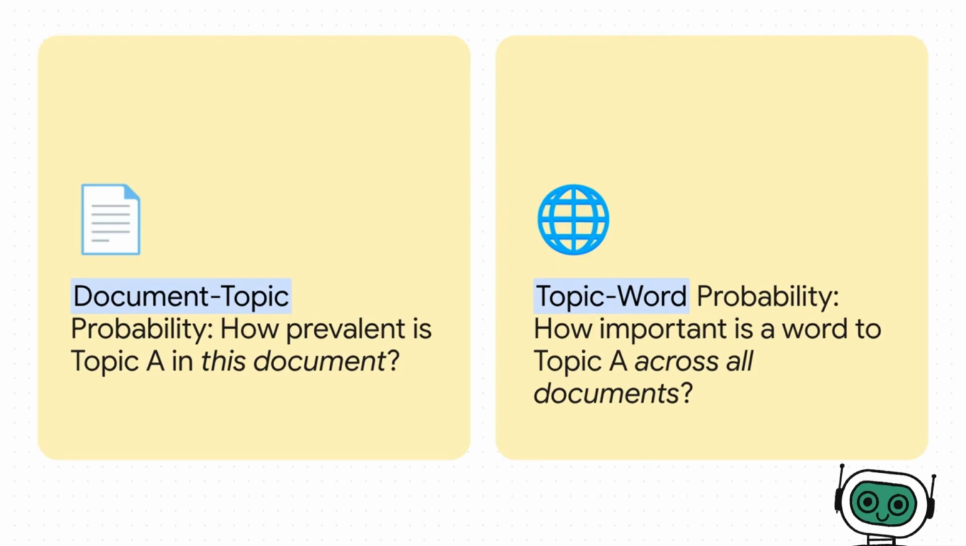The algorithm works by iterating through every word and making an educated guess. For each word, it asks two things. First, looking at just this document, which topics seem most likely to be here? And second, looking across all the documents, which topic does this particular word seem to belong to most often? It has to balance these two probabilities. It assigns the word to a topic, then moves on, refining all of its assignments with each pass. After thousands of these cycles, the topic assignments finally stabilize, and that's when the hidden structure is revealed.